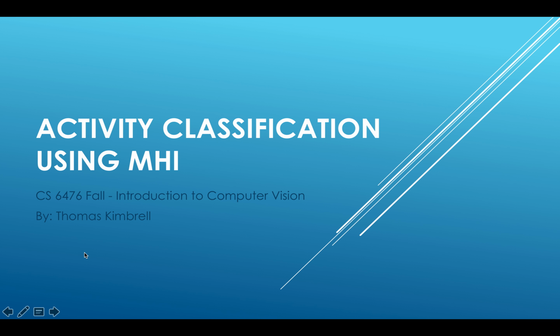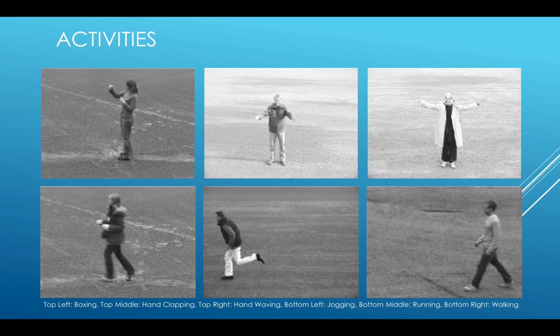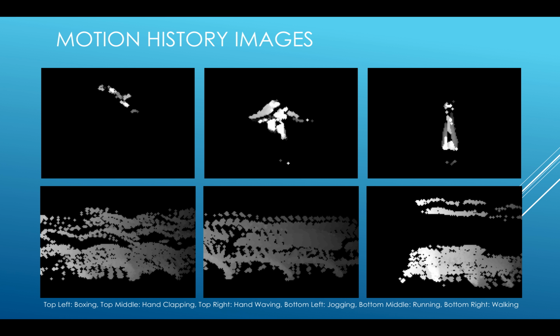Hello everyone, I'm here today to talk about my results for my final project for Introduction to Computer Vision on Activity Classification. In this project, I had to correctly classify 6 different activities. These were boxing, hand clapping, hand waving, jogging, running, and walking.